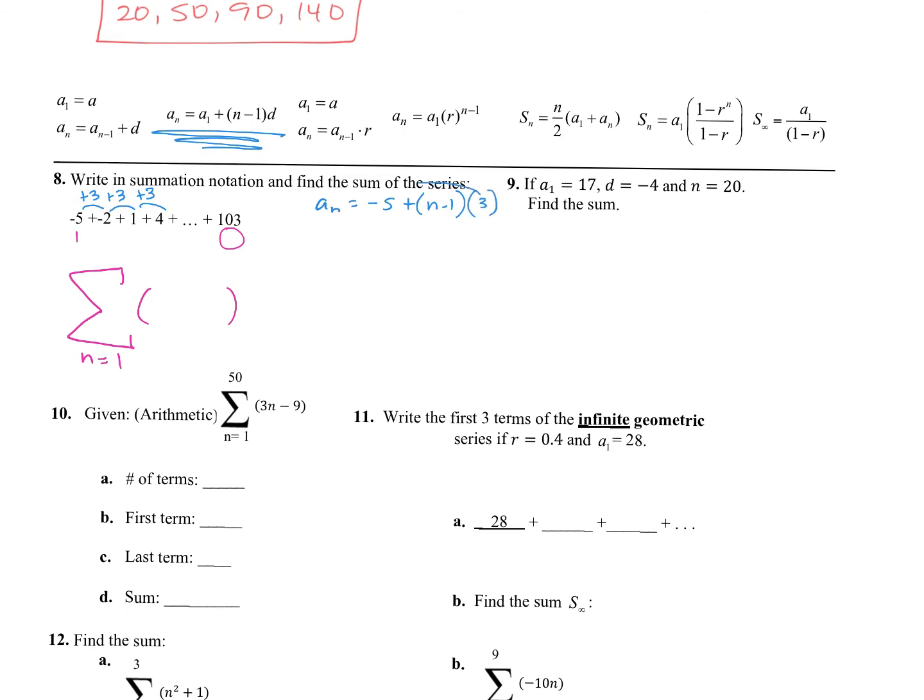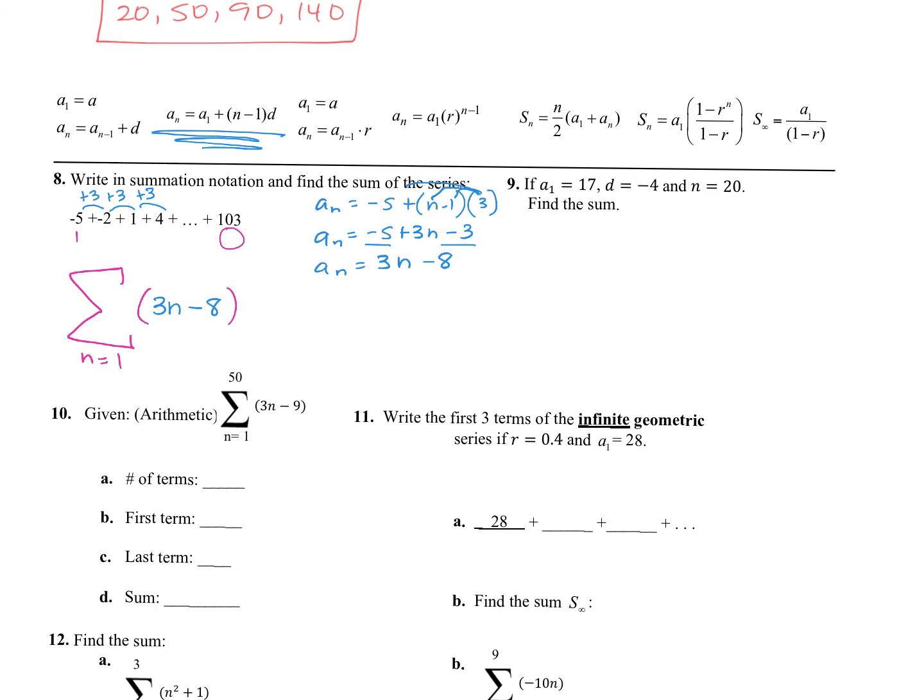And then we would distribute that. So this is a sub n equals negative 5 plus 3n minus 3. So a sub n equals 3n minus 8 when you combine your negative 5 and negative 3. So that is your explicit formula. 3n minus 8 goes right there.